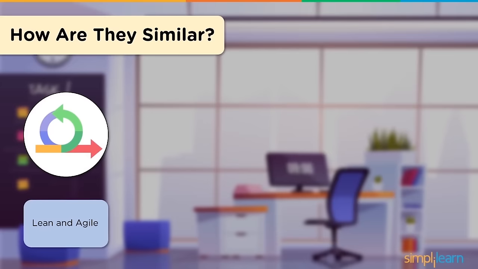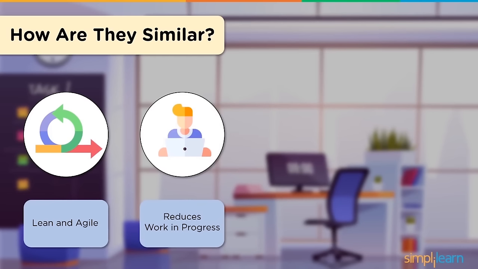Both these frameworks aim to reduce the amount of work in progress. This forces the teams to ensure that they focus on a smaller set of tasks. This also makes blockers and bottlenecks a little more visible.